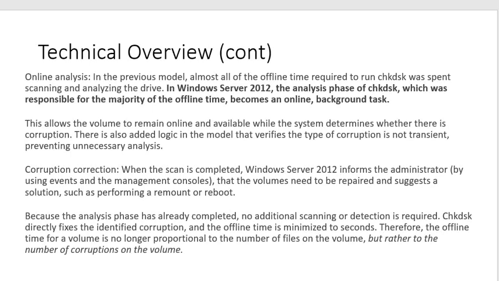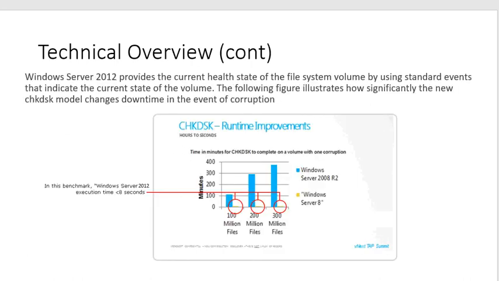Because the analysis phase has already completed, no additional scanning or detection is required, and check disk directly fixes the identified issues. Technical overview for the check disk in 2012: this is how it looked, and you can see the files, with sizes from 100 million to 300 million, and the time taken is less than 8 seconds to fix the event, because it's always running in the event of corruption.